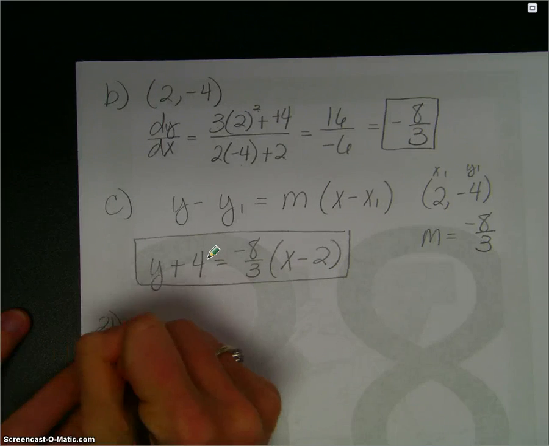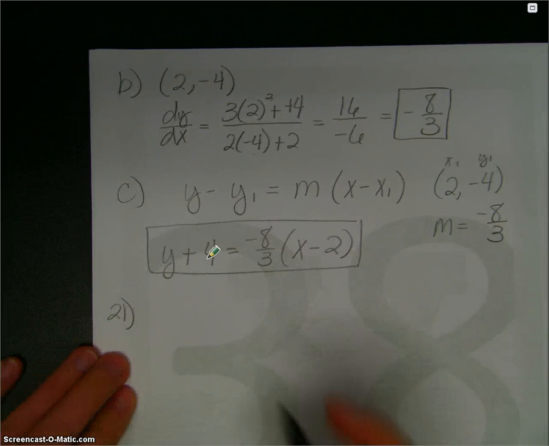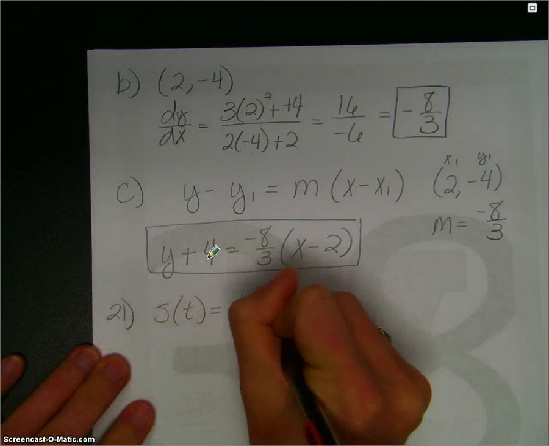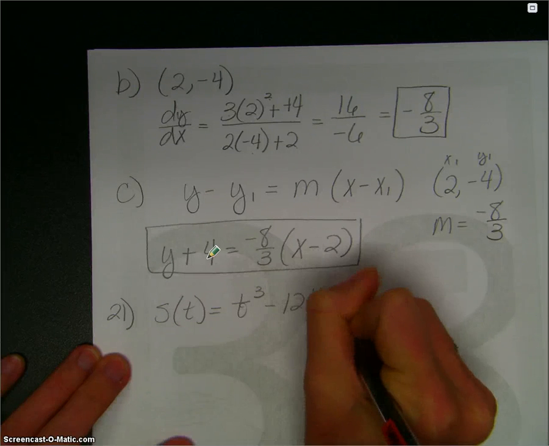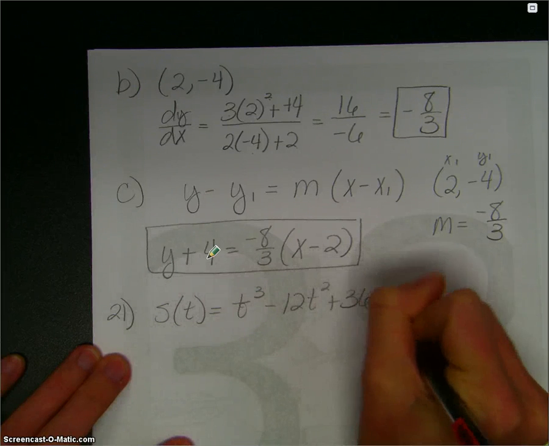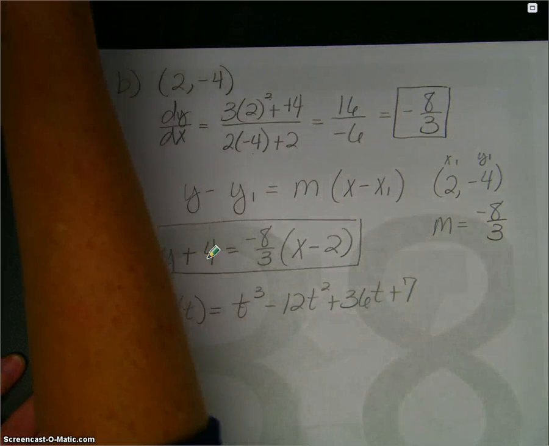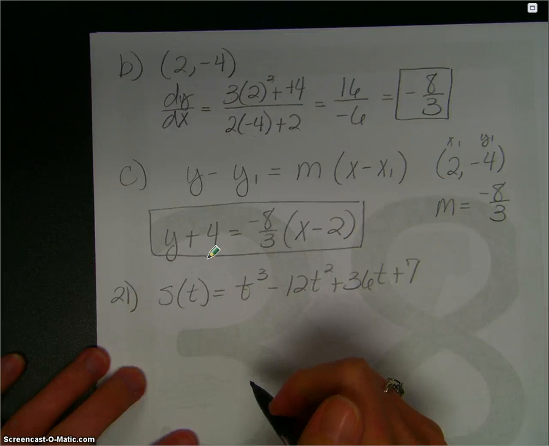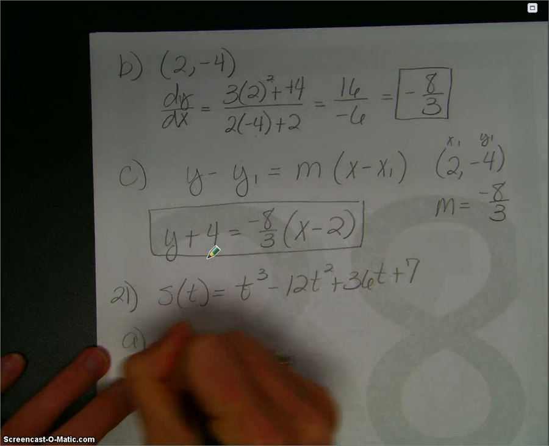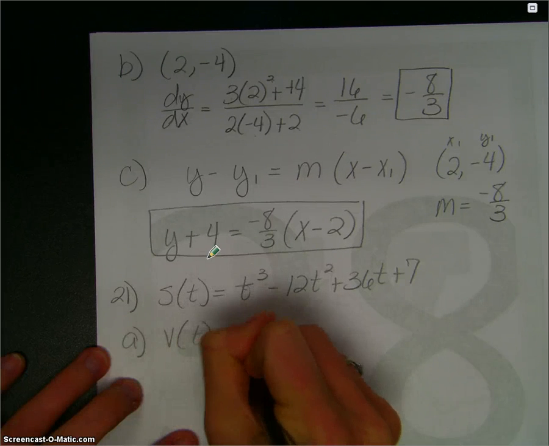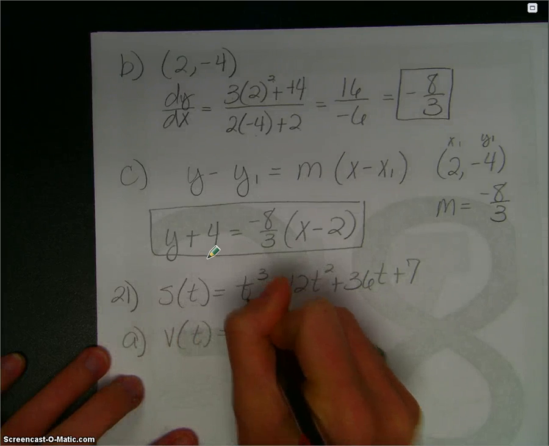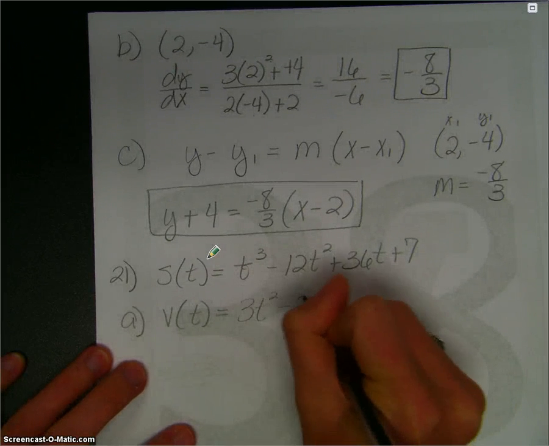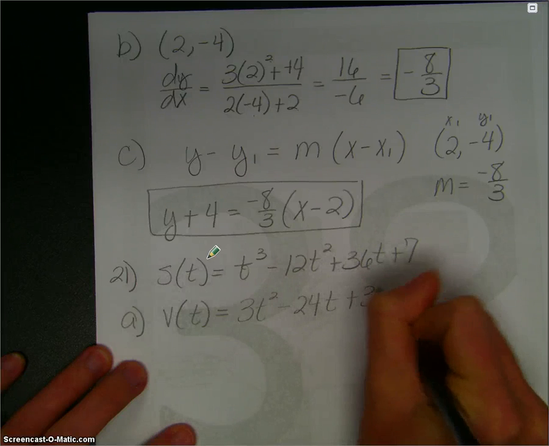Okay, number 21, we're talking about the motion of a particle here. We're moving along a horizontal line, so they've given me this formula to work with: t cubed minus 12t squared plus 36t plus 7. All right, on the first one, they want me to find the velocity of the particle at 5 seconds. So to find the velocity equation first, I'm going to take the derivative of my position. This is my position right here. The derivative of that is going to give me 3t squared minus 24t plus 36.